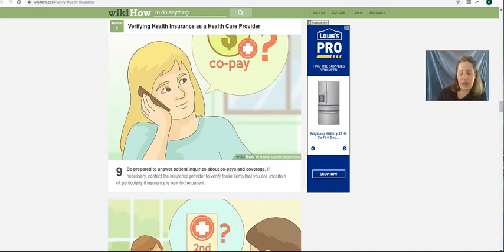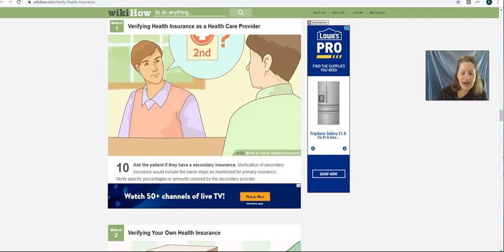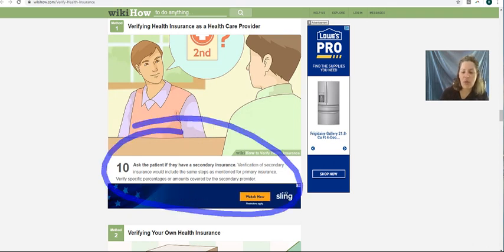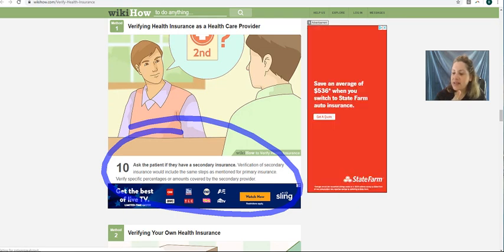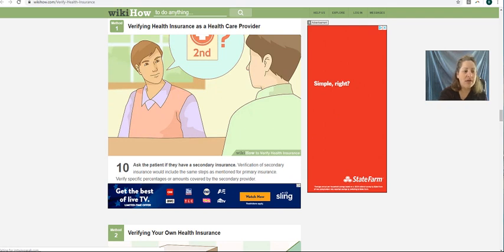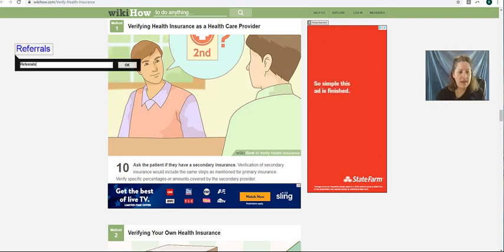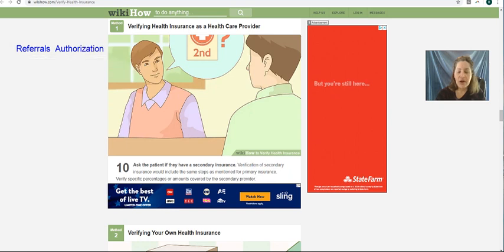It's confusing. The next question is, does the patient have more than one insurance? That makes a difference in this whole picture. The things that aren't on this slide that I want to make sure we bring up is referrals. Does the patient need a referral from their primary care physician? Kind of important that I need to know that.